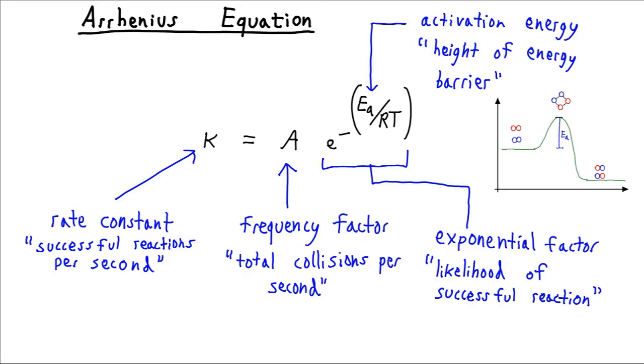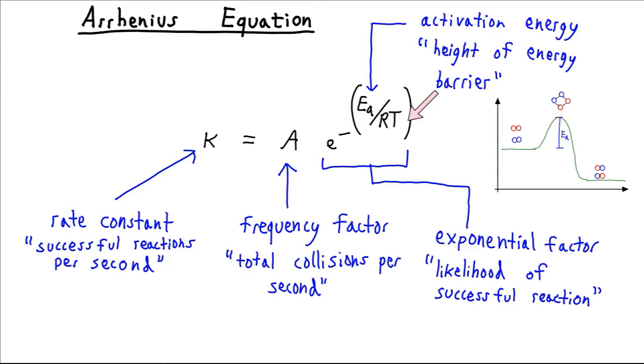Now, within this exponential term, we see that there is this Ea, the activation energy, the amount of energy we have to supply in order to get from one side of the reaction to the other. Now, note that this is a negative exponential. So as the activation energy gets larger, and this term becomes larger, this negative means that this whole term is going to get smaller. So our rate is going to go down as we get a larger activation energy.